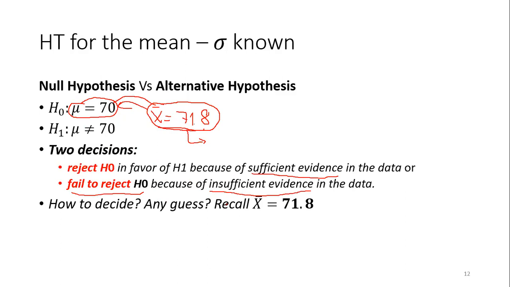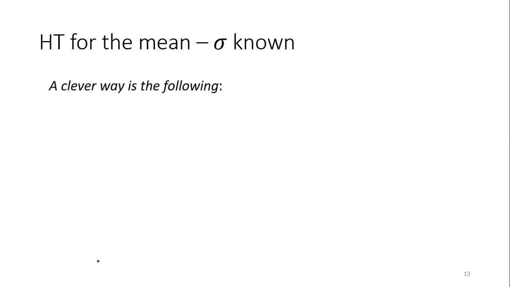So recall x bar is 71.8. Well, we said how close. So we said that if it is close enough, we will not reject. But if it is not close enough, we will reject this. But how do we find the closeness?